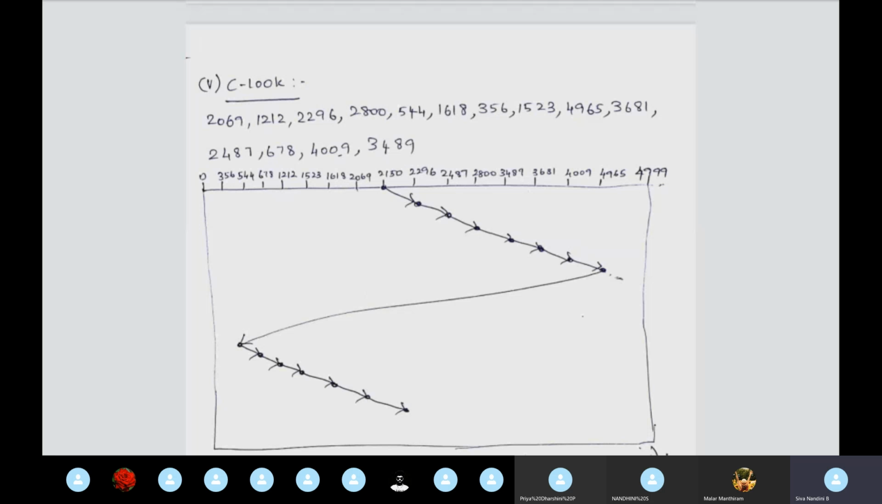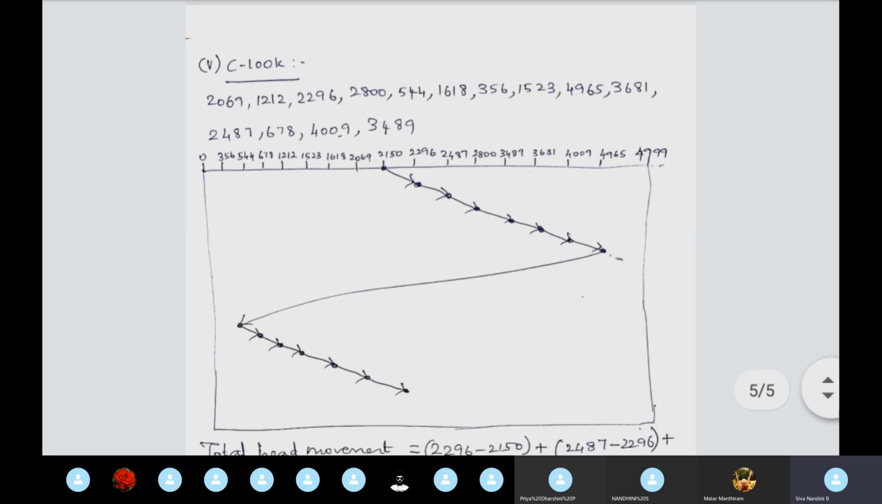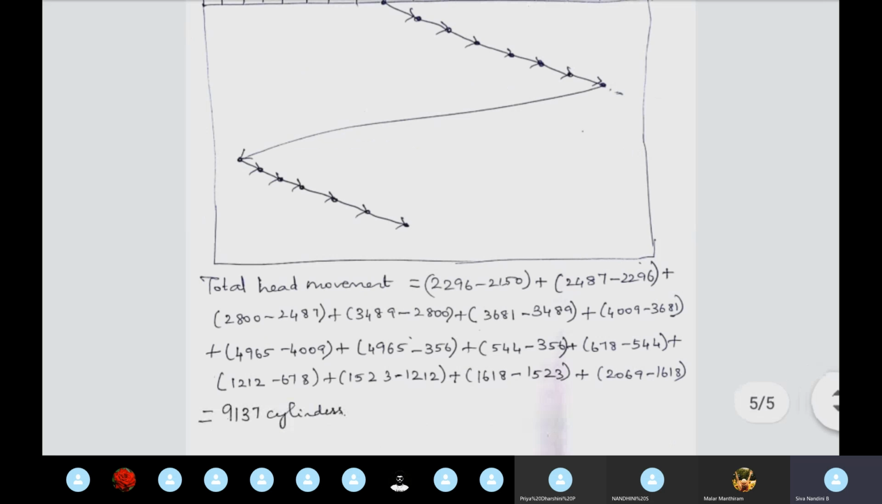Okay, C-look won't go to 0 or 4999. Only if there is a request at the first end or last end will it go to 0 or 4999. If there is no request, the disk head won't go to either of those two positions at all. So here from 4965 it will go to 365. That is the first request. After processing that first request, it will go to 544, and after the last request, it will continue in a similar way. We'll be calculating the total head movement in terms of cylinders.